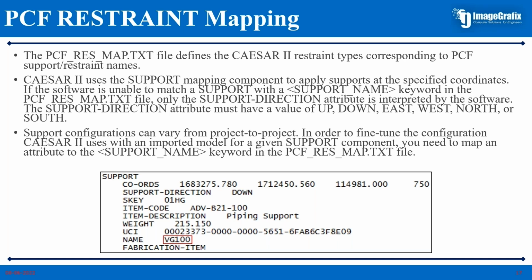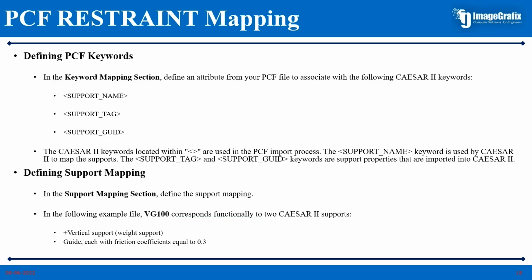So different kinds of support details I can provide within my CAESAR for my mapping. More detail I am explaining in the next. So PCF keywords. So keyword mapping in PCF: support name, support tag, support guide, different guides. Support guide is nothing but the numerical binary code numbers which are available in the latest CAD editions, CADWorx windows. So those details I can give.